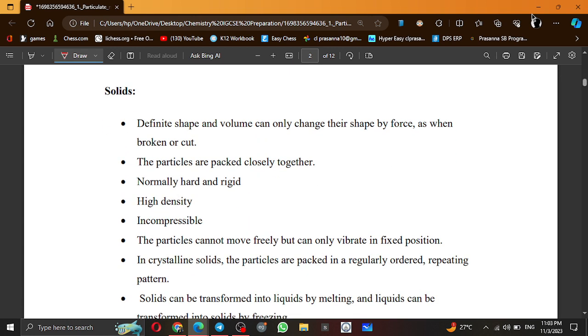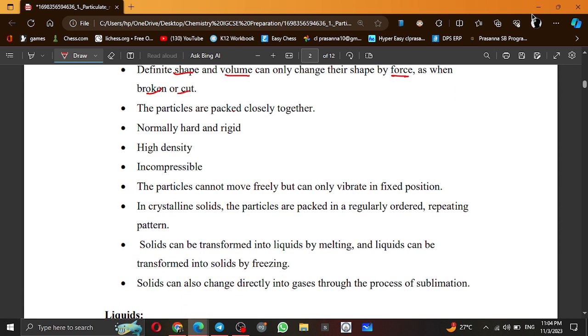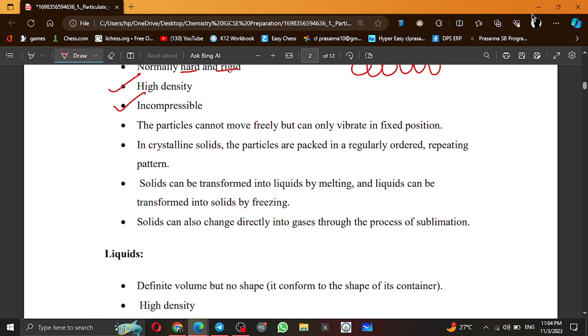Moving on to solids. Solids have a definite shape and volume and can only change their shape by force or when broken or cut. Their particles are packed closely together. They are normally hard and rigid, with high density, and incompressible. The particles cannot move freely but can only vibrate in a fixed position. In crystalline solids, the particles are packed in a regularly ordered repeating pattern. This pattern is called a lattice.